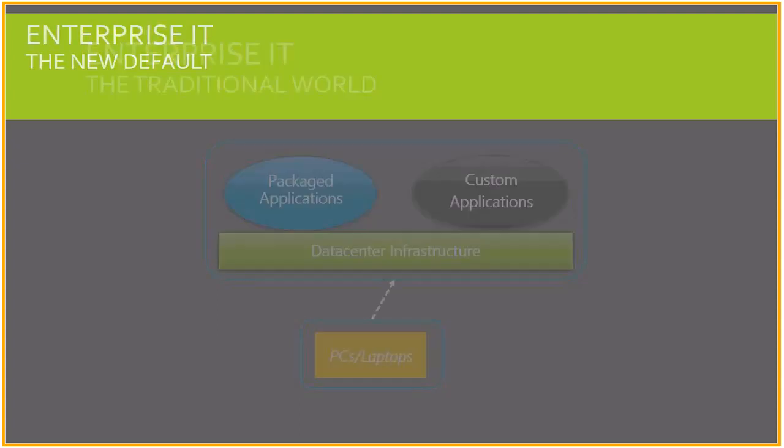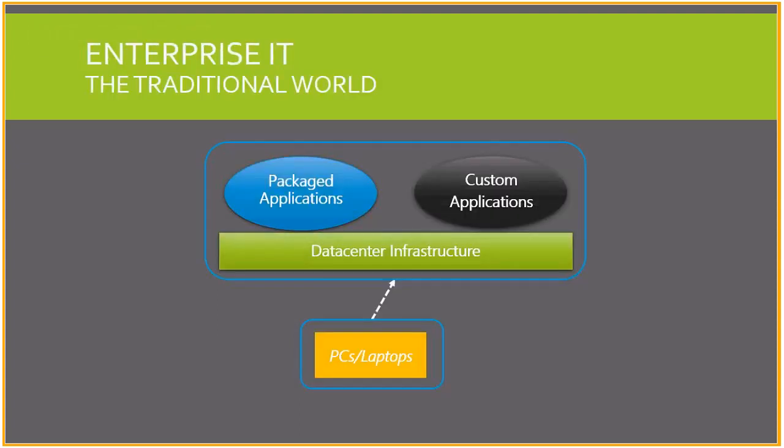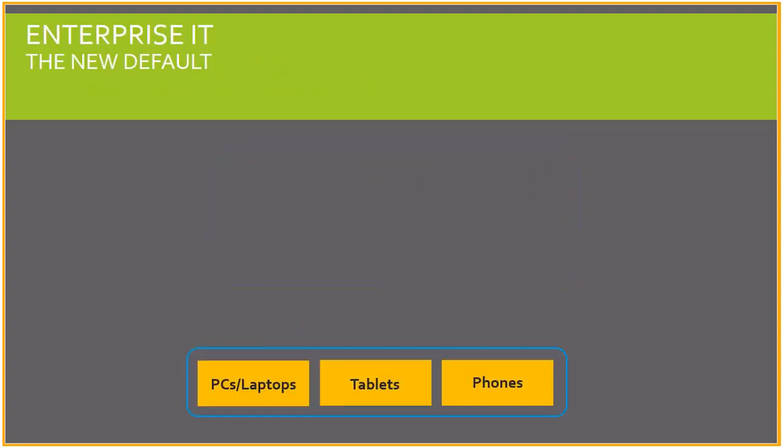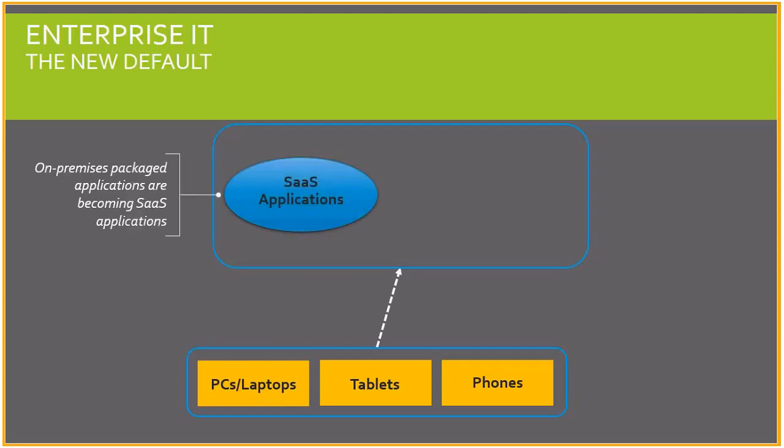This is the overall architecture of traditional IT we used to have, and we are still having in those legacy environments. But when cloud came, there was a change in the organization. Instead of only PC and laptop, now you have tablets as well, you have phones as well, which you will be using to connect to your organization's infrastructure. And instead of just a data center, now you have software as a service applications. So on-premises packaged applications are becoming software as a service applications.